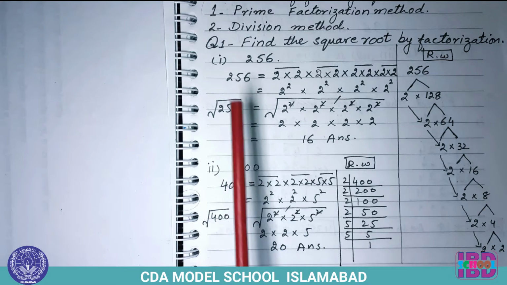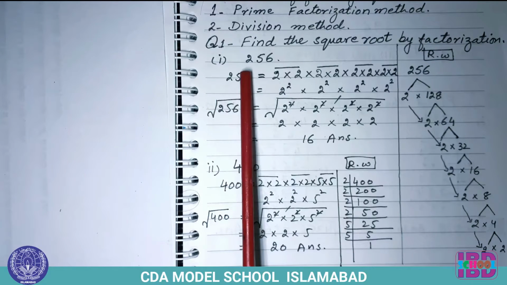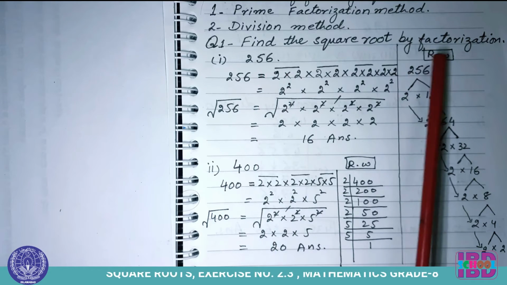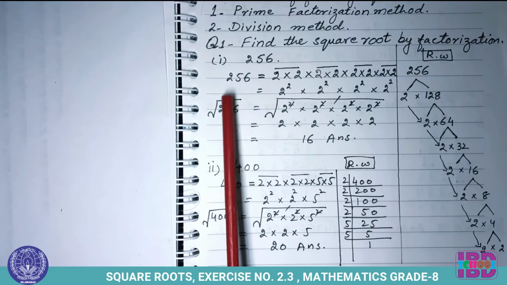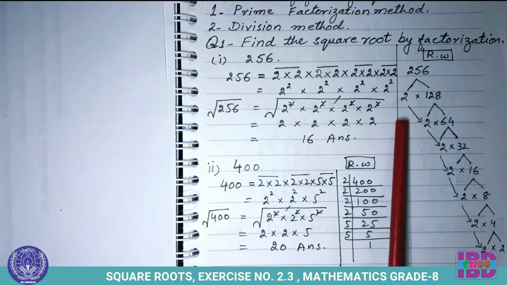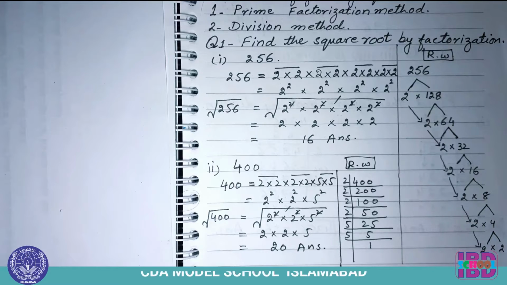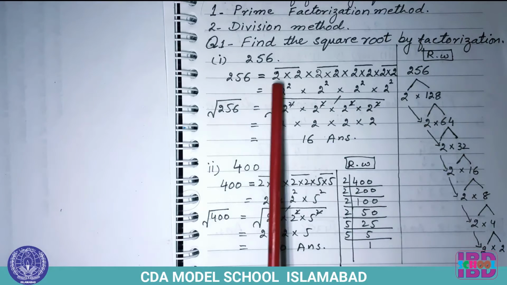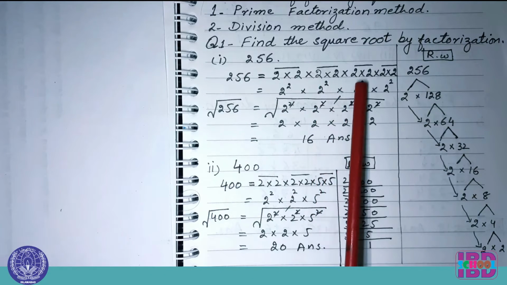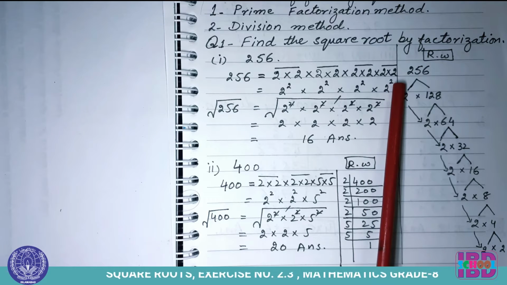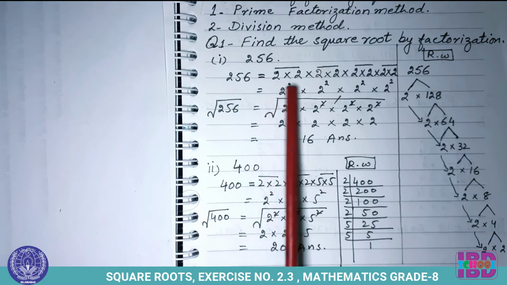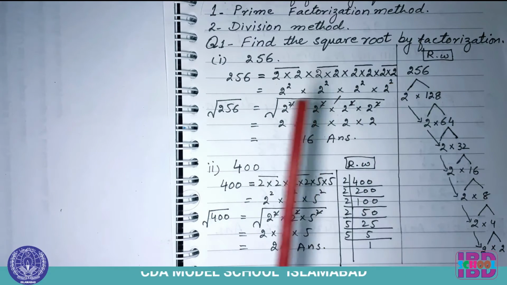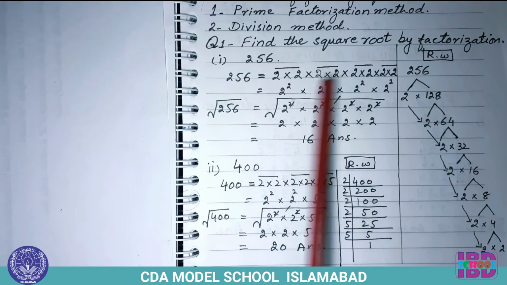Now let's start. Part 1 is find the square root of 256 by factorization method. Yes, look here. I use factor tree to find the prime factors of 256. The factors are 2 into 2, 2 into 2, 2 into 2, 2 into 2. These are 1, 2, 3, 4, 5, 6, 7, 8, 8 twos. We make pairs here.